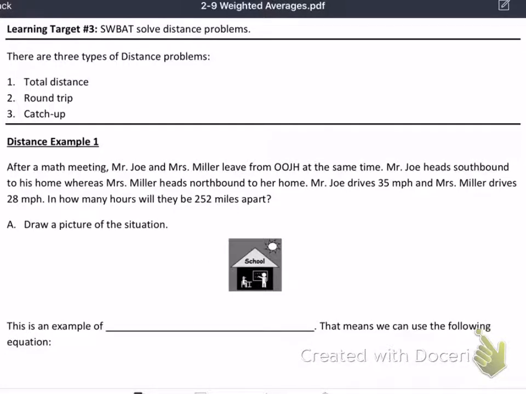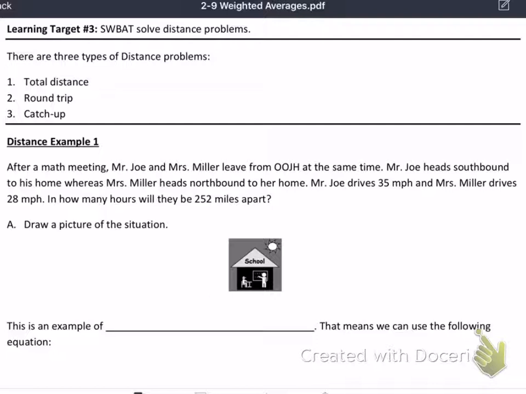So read this distance example number 1. After a math meeting, Mr. Joe and Mrs. Miller leave from Old Orchard at the same time. Mr. Joe heads southbound to his home, whereas Mrs. Miller heads northbound to her home. Mr. Joe drives 35 miles per hour and Mrs. Miller drives 28 miles per hour. In how many hours will they be 252 miles apart?